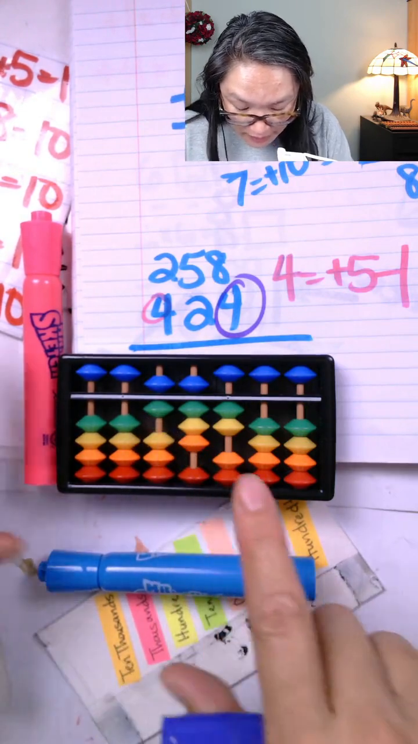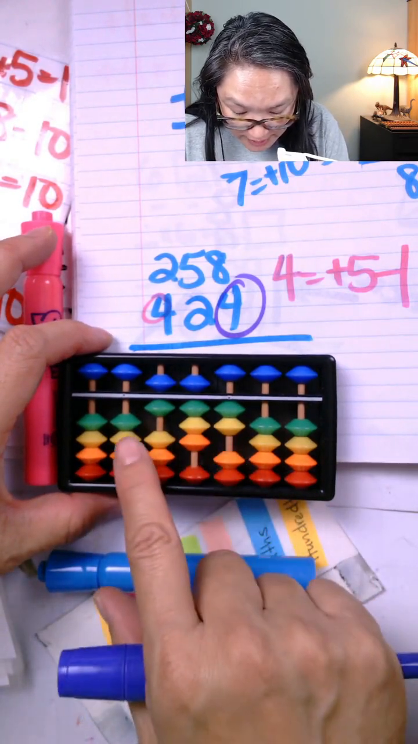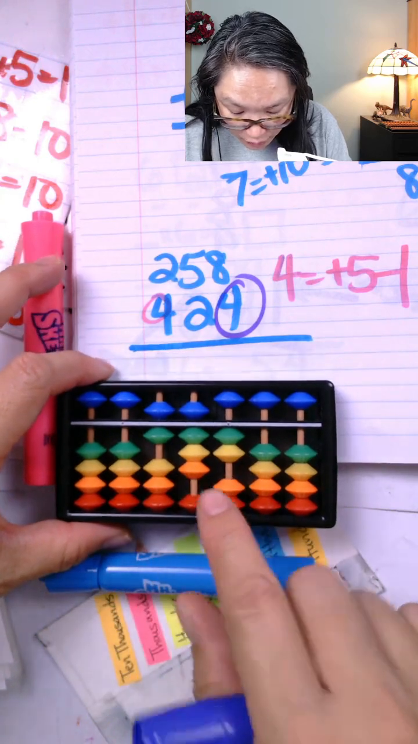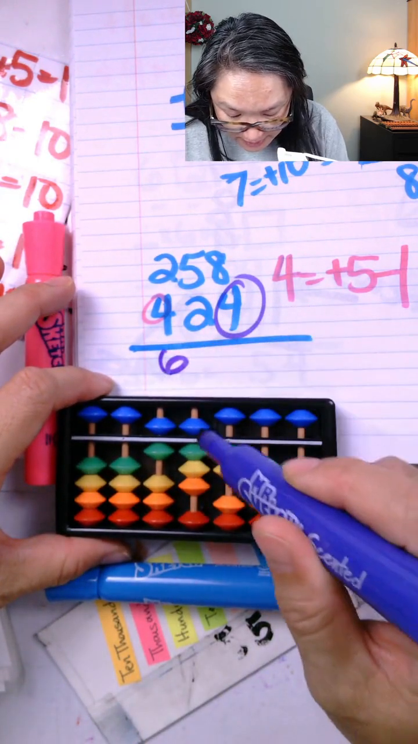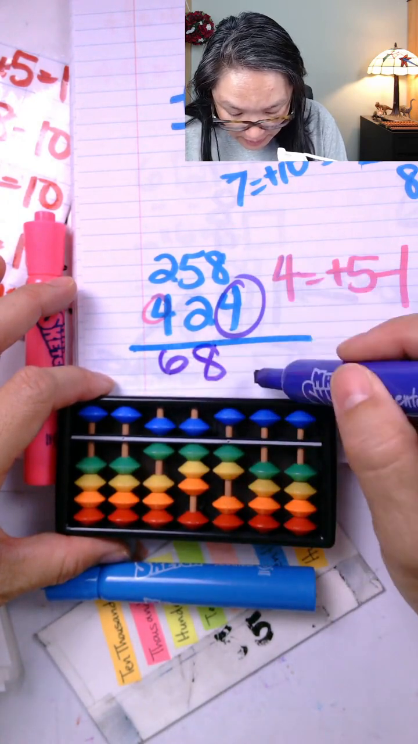And so my final answer is what? What did I just do? I just did a regrouping. So my final answer is 6, 8, 2.